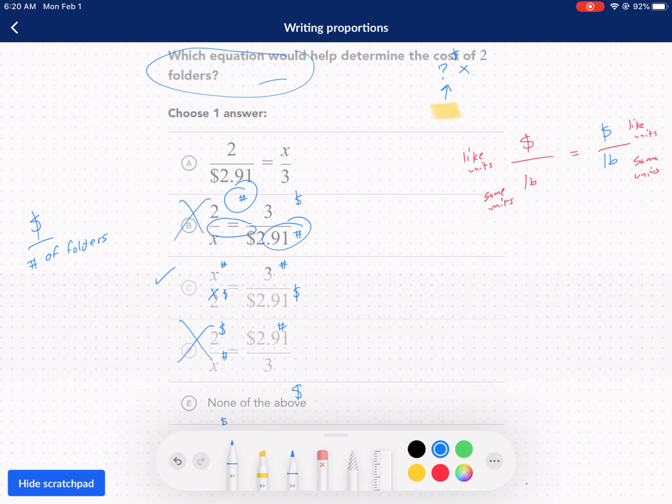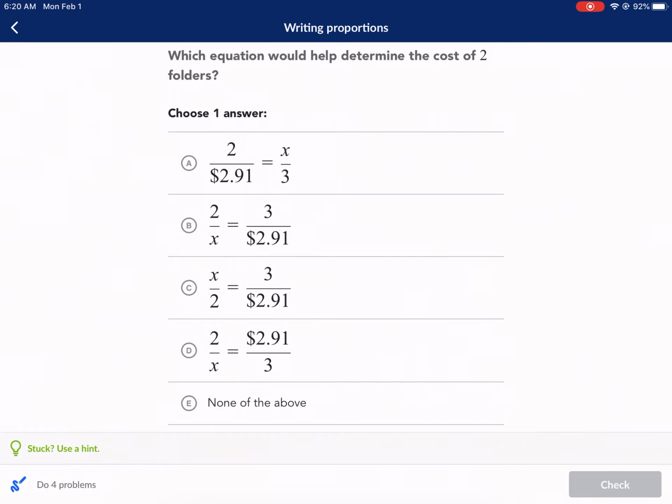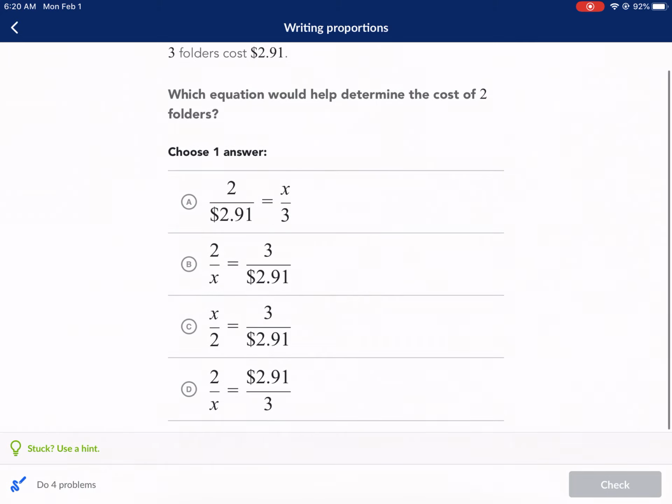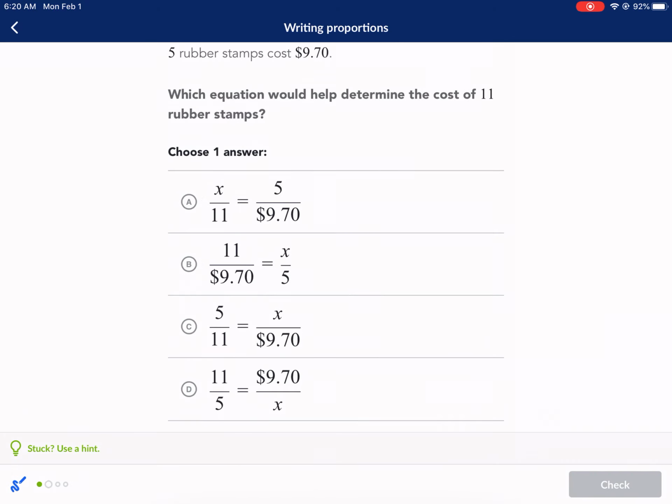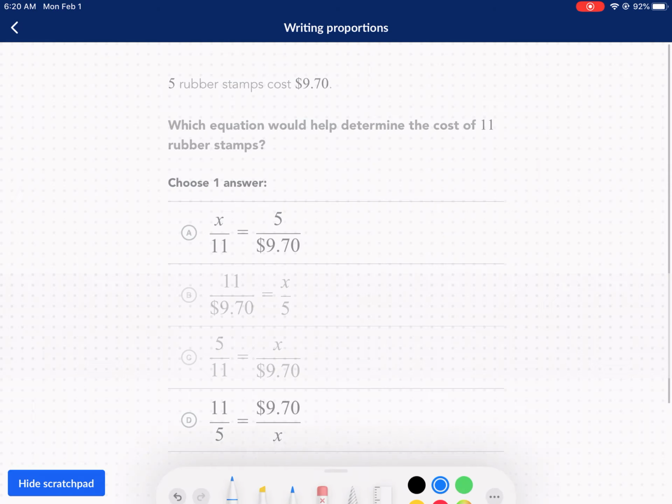So we already said that C was good because we had, no, was it B? I think it was B. B was good because we had number of folders on top, we had the cost on the bottom, and we're good. All right.